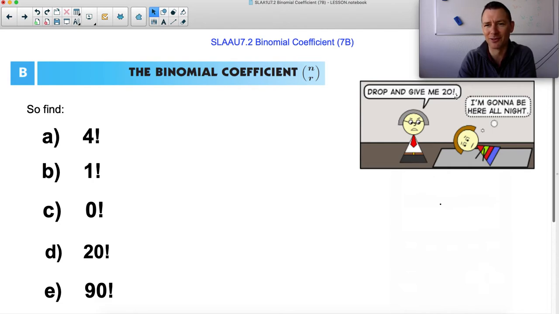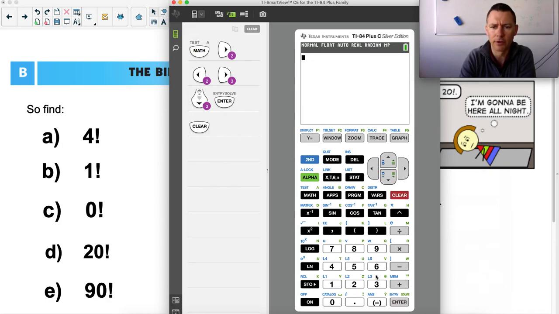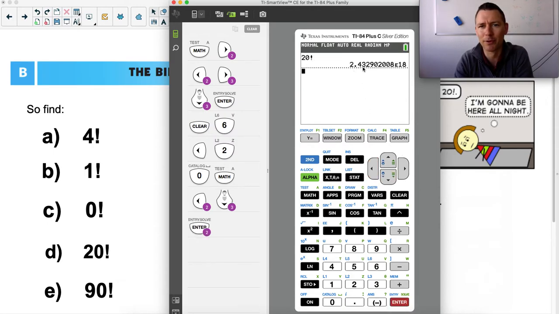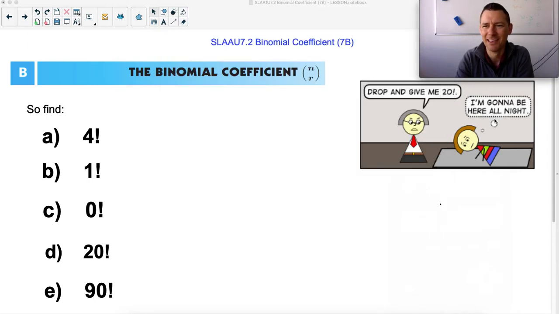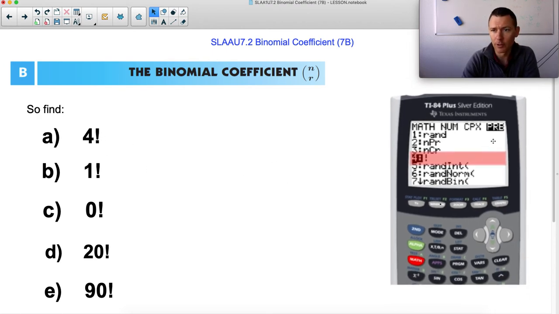I like this. Drop and give me 20. It's got the exclamation point, so it's like 20 factorial. If you go into math, it's in probability. Go down to there, the exclamation point, it's factorial. So if you say drop and give me 20 push-ups, but you use an exclamation point at the end of it, it becomes that many, 2.4 times 10 to the 18th push-ups. She's like, I'm going to be here all night. So we can do this by hand, or we can also do it like that. Go to math, probability, the exclamation point.